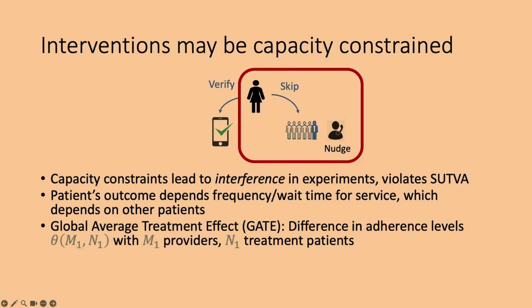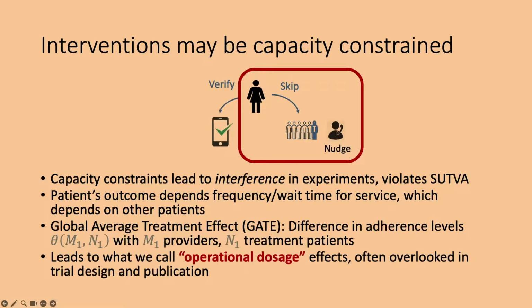And here, what we end up showing is that when we look at these average treatment effects, we really have to think about a global average treatment effect that depends on both the number of providers available on the platform, as well as the number of patients on the platform. And this leads to what we call this operational dosage effect. We call it this because it's kind of saying the more patients you have, the less often each person is getting called, the less often each person is getting treated.